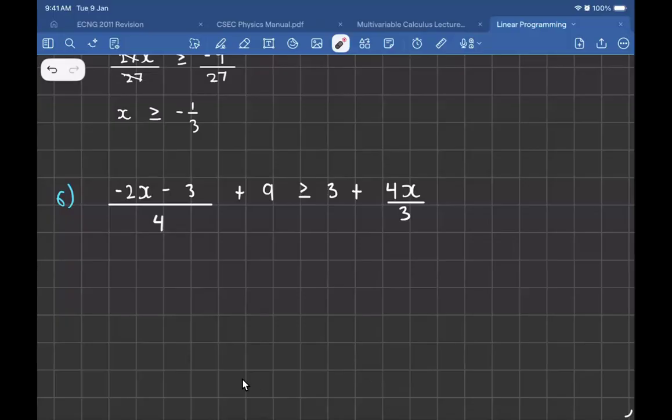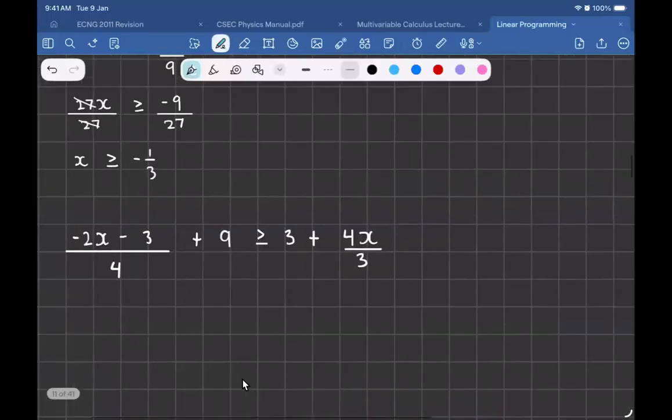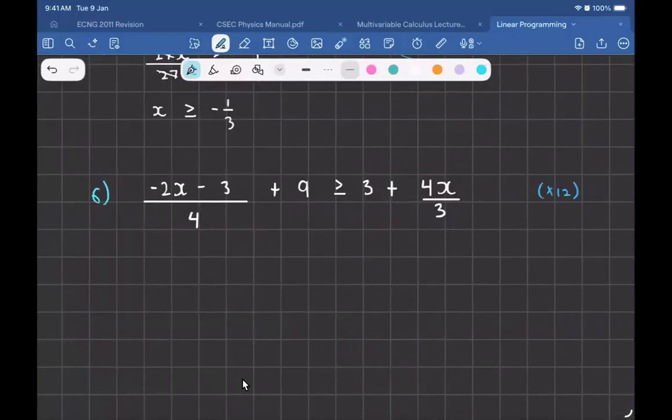So, Perseus, what is the LCM between 4 and 3? 12, sir. You'll see why we want to do that, right? You'll see why shortly. So I'm going to multiply both sides by 12. And I'm going to be working one step at a time. Be very gentle here. So minus 2x minus 3 all over 4. Put this in brackets so as to not confuse anybody. All right, and I'm multiplying that by 12.